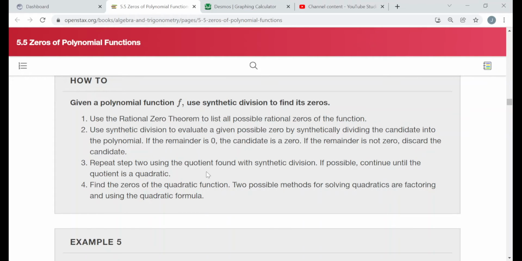If I find a zero, I'm going to use that zero to help me factor the polynomial, and then we can repeat step 2. Alright, so let me just get into the examples.